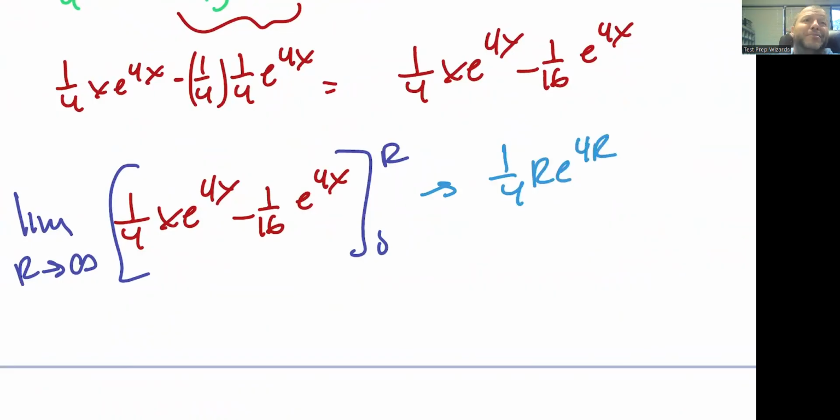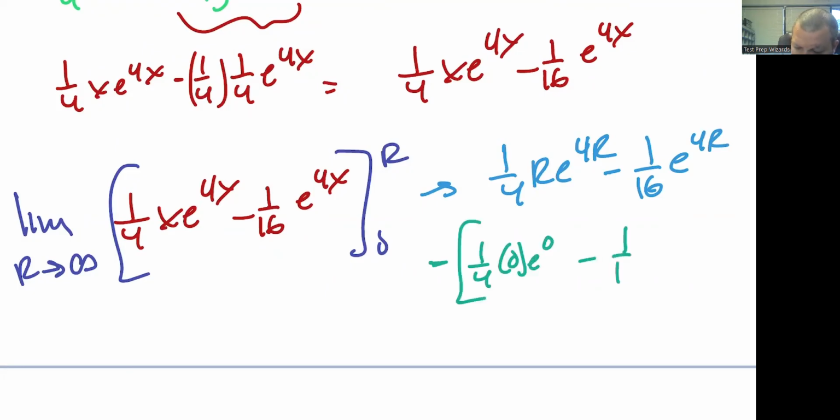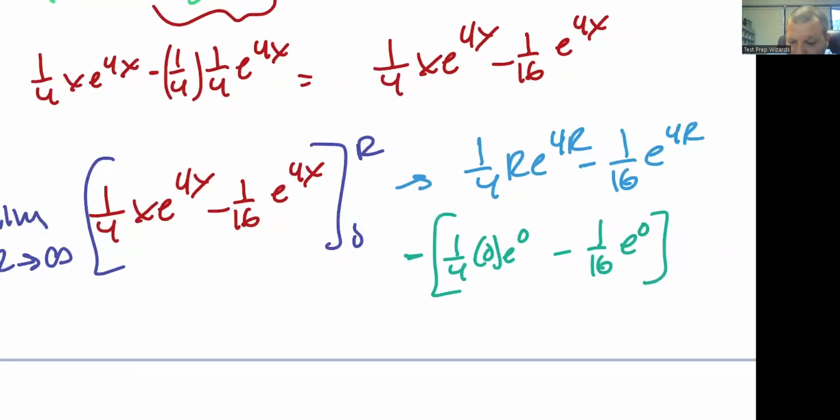So right off the bat, that thing's going to go off towards infinity. Let's not even waste our time. Minus 1/16 e to the 4r. And then we're going to take away, I'm going to just do it down here, 1/4 times 0 e to the 0 minus 1/16 e to the 0.